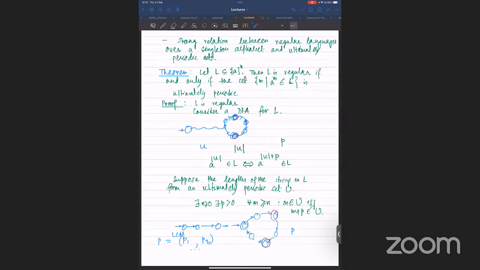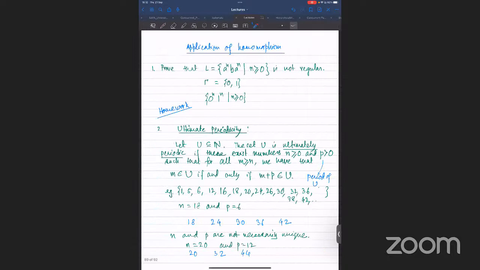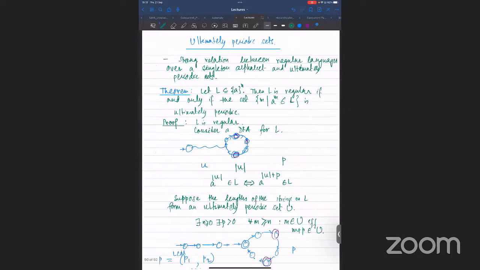Okay, think about it. So you can have many such periods, right? Like we said that, for example, P equal to 12 here, P equal to 6, correct? So all I'm saying is that you can consider the LCM of these periods. In this case, 6 and 12, 12 is the LCM. But suppose it is 6 and 17, right? If it is 6 and 17, then the LCM is, let's say, 102. So you'd like to make a cycle of length 102, and then put the appropriate states as the accepting states in the cycle. Clear? Okay.